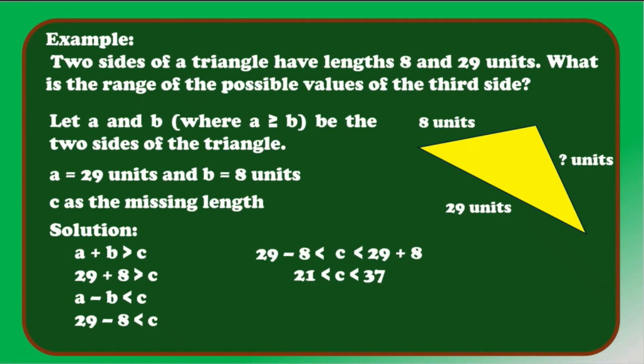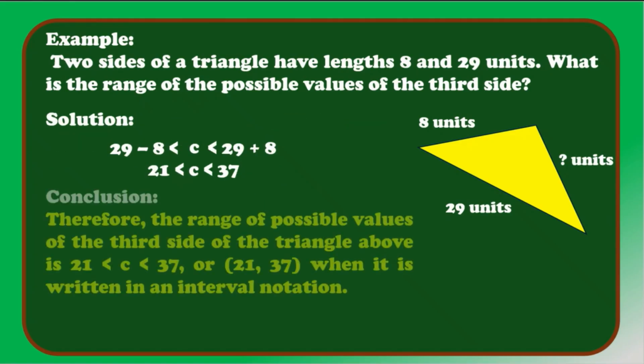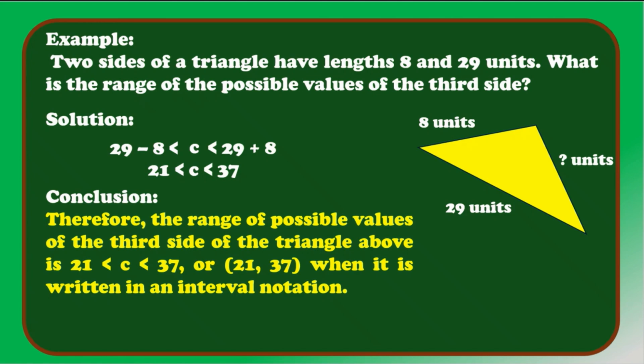All those lengths could satisfy the given statement of our theorem. Okay, so therefore we could simply have this conclusion. Therefore, the range of values of the third side of the triangle above is C greater than 21 but less than 37.